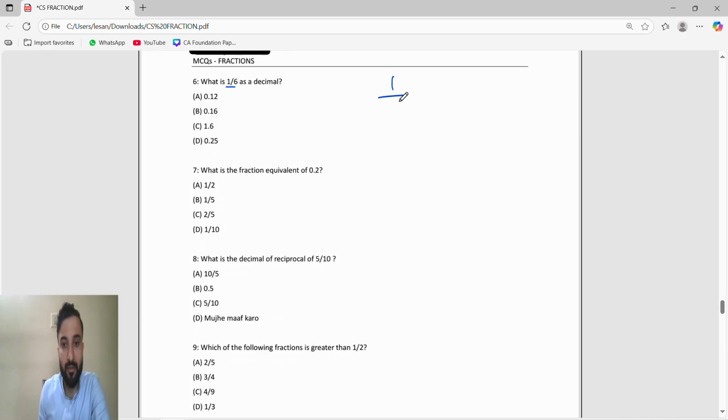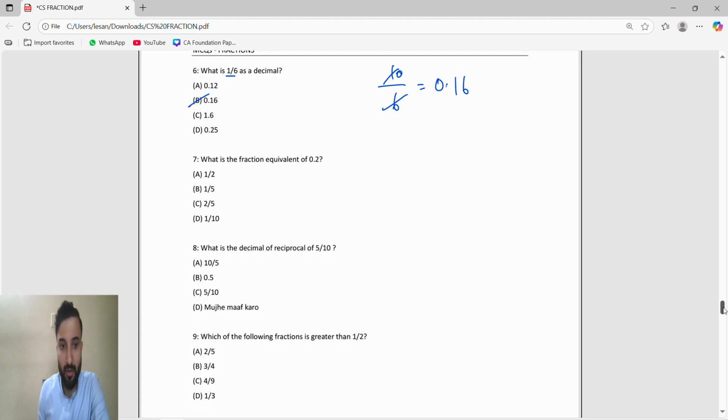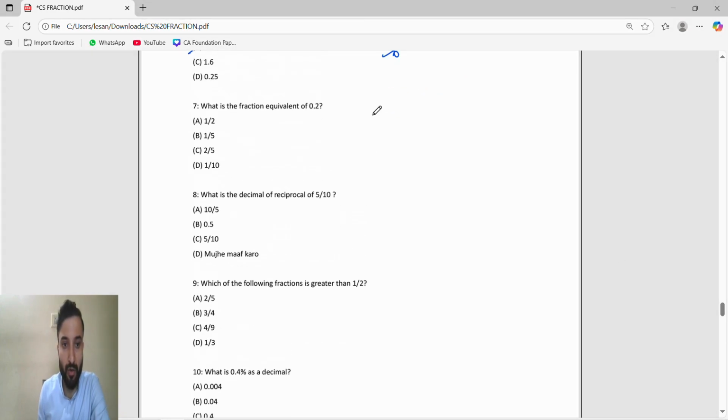Decimal of 1 by 6. Guys, 1 by 6 means just divide it. 1 will not go. Point means 10. So 6 times 1 is 6, 4 will remain. With the point it will become 40. 6 times 6 is 36. So 0.16. Okay. What is the fraction equivalent to 0.2? 0.2 means, see, this point will go, it will become 2 by 10. So 1 by 5.